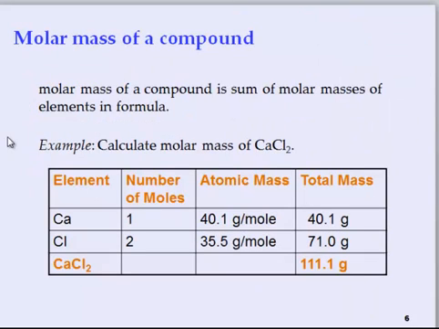So here is another example in which we see the molar mass of a compound, which is calcium chloride. Calcium has 1 atom, and its atomic mass is 40. Chlorine has 2 atoms, and each atom is 35.5. 35.5 times 2 is 71. And the total will come out to 111 grams. So 111 grams would be the molar mass of calcium chloride.